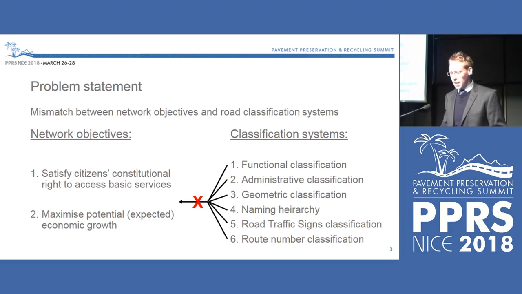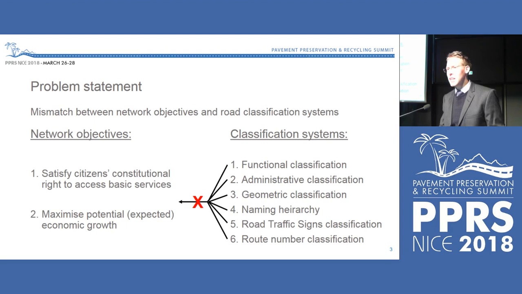In terms of the classification systems that are currently available, functional classification looks at mobility and access, the distinction between roads. An administrative classification system looks at which is the responsible authority. Geometric systems look at structural characteristics. Naming hierarchies try to order and class roads according to specific naming types. Road traffic sign systems very crudely look at traffic volumes and assign roads to classes along those lines. And route number systems look at ownership and route types, such as tourist routes.